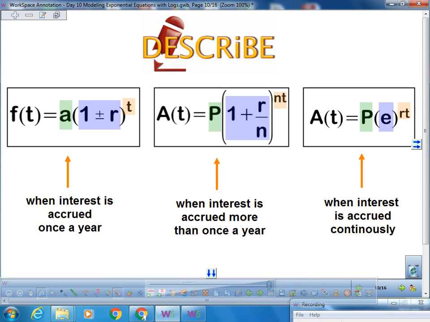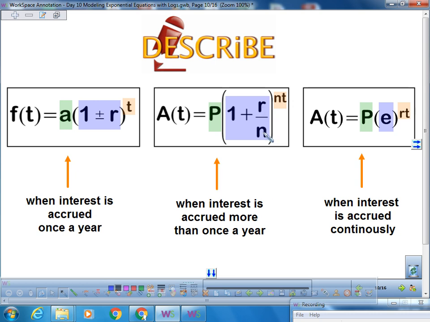We're talking about interest. Okay, when interest is accrued more than once a year, so what do you think this n stands for? The number of times we're going to accrue interest, okay? And t is the same, right? The only addition, can you guys see that? The only addition is I'm going to take the rate and I'm going to split it so many times during the year.